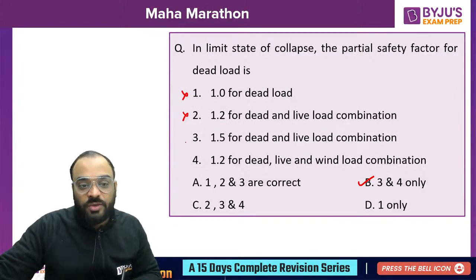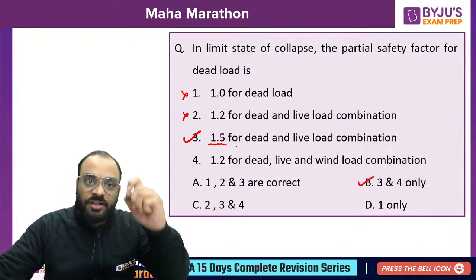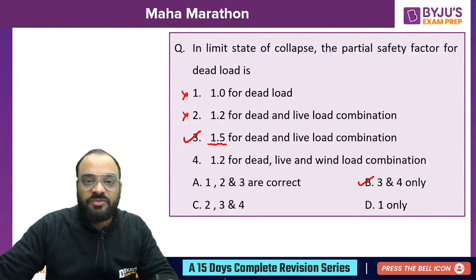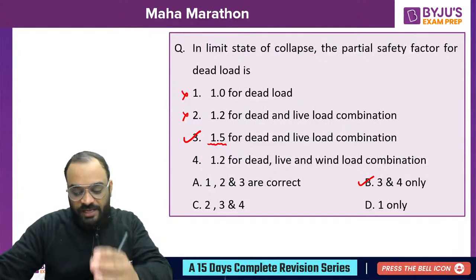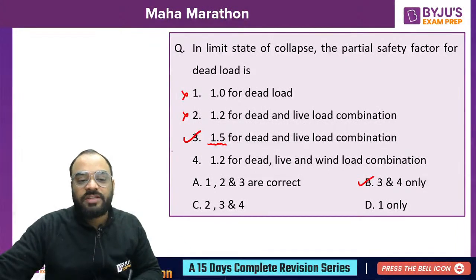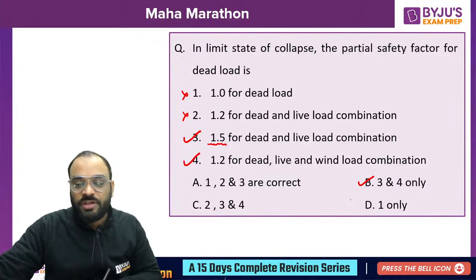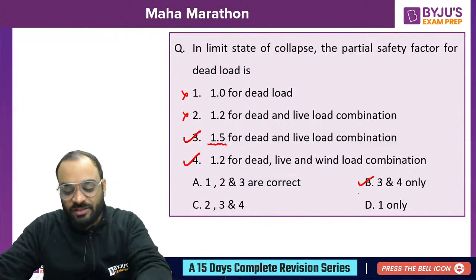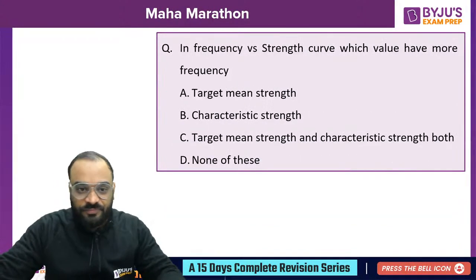Now, if we talk about the third one, that is correct. Yes, if we have dead load plus live load, then we need to put 1.5 as the partial factor of safety. If you have dead load, live load and wind load, then definitely it should be 1.2. That's why, guys, B is the correct answer for this particular problem.